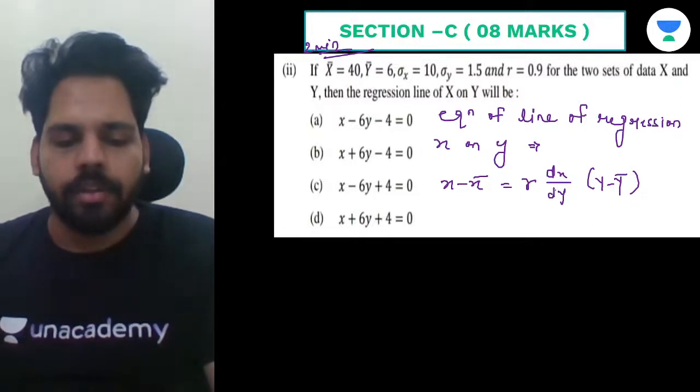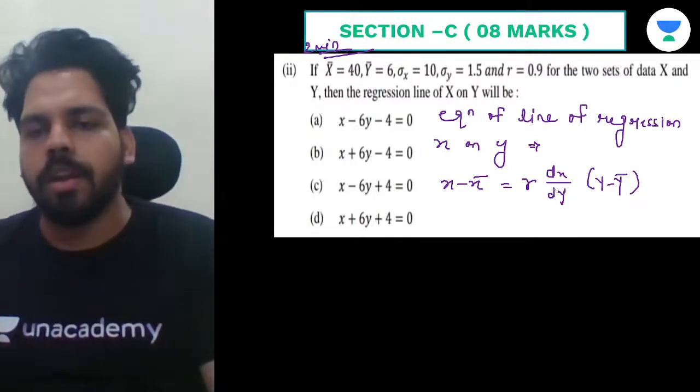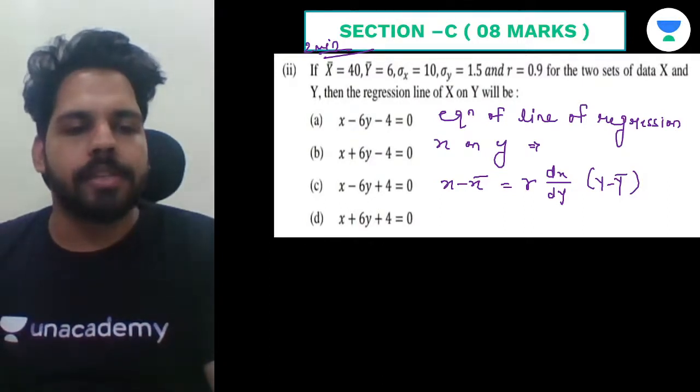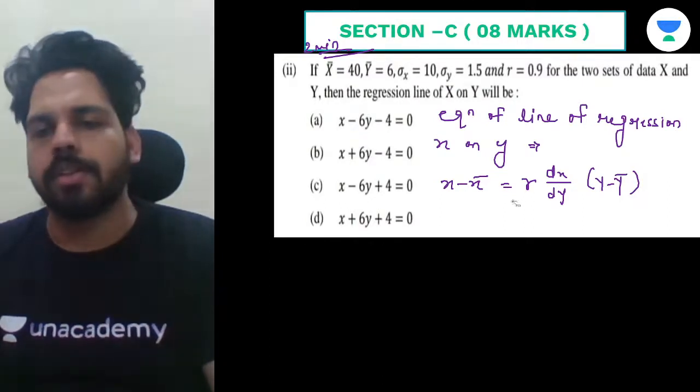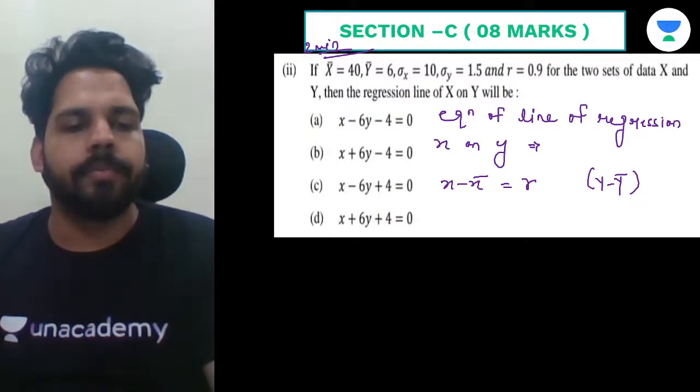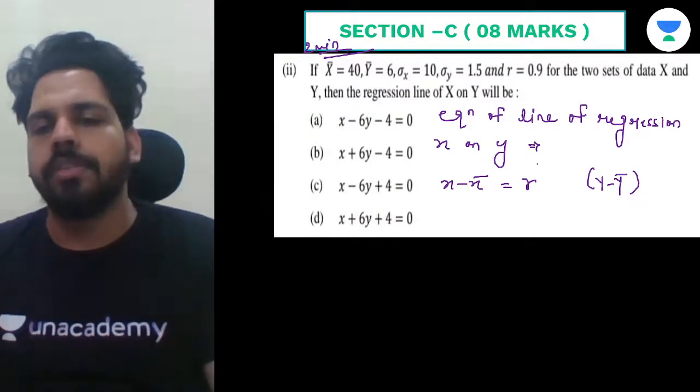Okay, according to this you can choose the variable, sigma or dx, that is your choice. You can write this as sigma x upon sigma y also, right? Somewhere we are using d, somewhere we are using sigma, so sigma x upon sigma y, understand? So you can use this also.